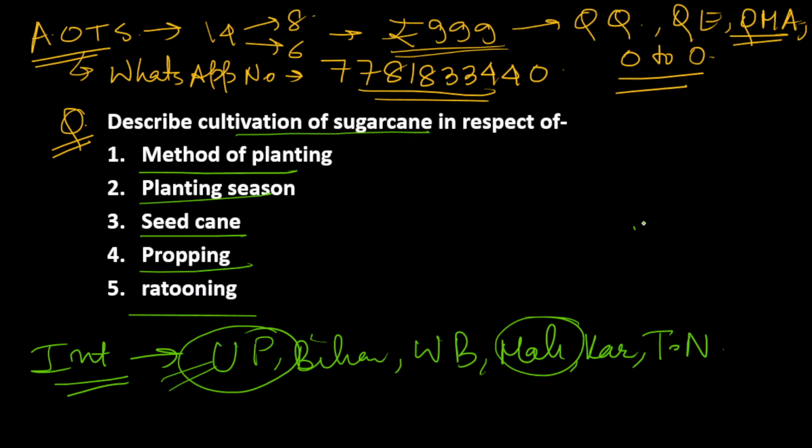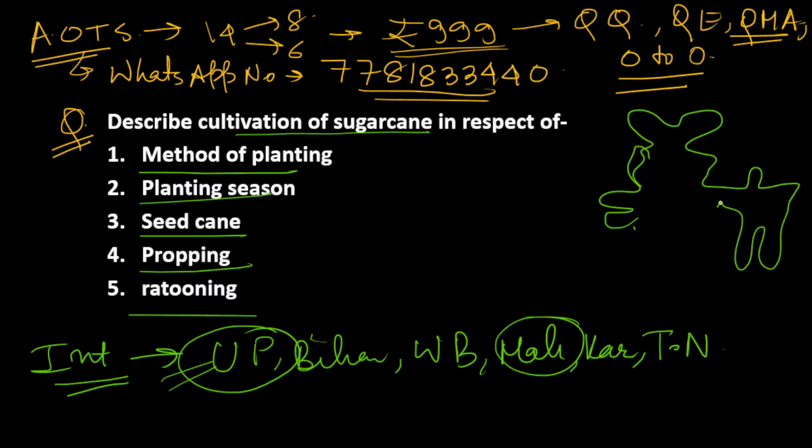You can also draw a small map of India and you can locate these areas as major sugarcane producing states, or you can mention the status of production in India, how much area we have under sugarcane, how much yield we are getting from sugarcane, what are the products we are making from sugarcane. So all these things can be mentioned in the introduction part. That will be good enough.